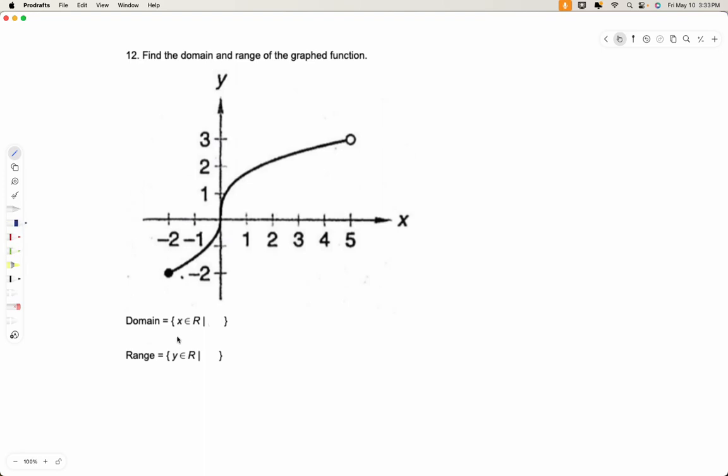Okay, so domain is your x-axis, right? That's why there's an x here. Your range is your y-axis. That's why there's a y here. So the domain is just your x values. So we're going to just kind of squish this down to the x-axis. This is a filled-in circle on the negative 2. And this is an open circle on the positive 5.